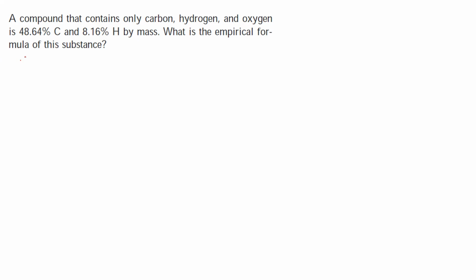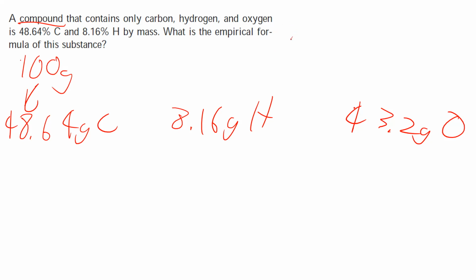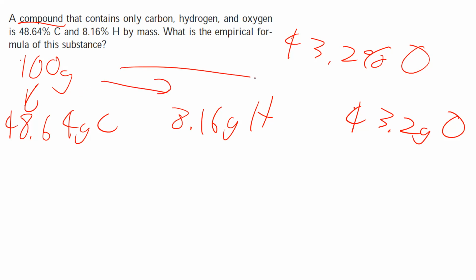Once we have the percentages, we assume 100 grams, and because we assume 100 grams, we can say that in 100 grams of this mysterious compound that we don't know, 48.64 grams will be carbon, 8.16 grams will be hydrogen, and 43.2 grams will be oxygen. Because we determined that 43.2% of the mass inside that compound is oxygen. And this all comes from assuming 100 grams.